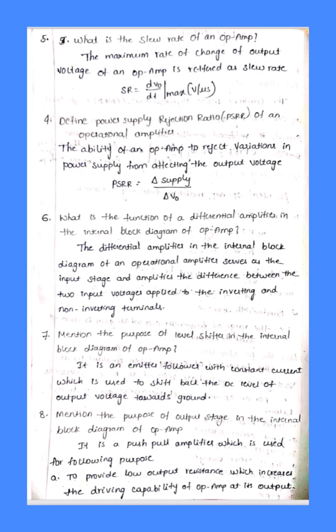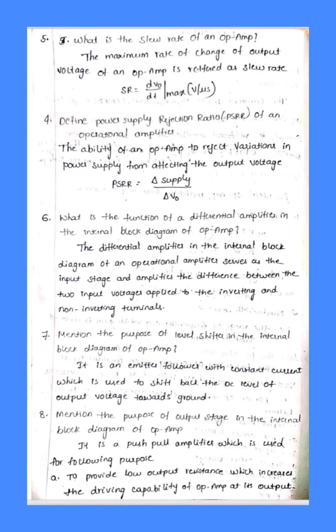Next question, define power supply rejection ratio of an operational amplifier. The ability of an op amp to reject variations in power supply from affecting the output voltage is called power supply rejection ratio. Change in V0 by change in supply voltage is called power supply rejection ratio, and 3 different definitions I have given in the class.